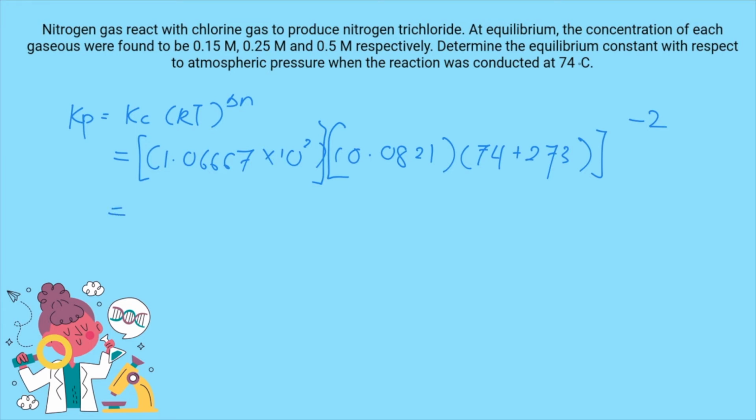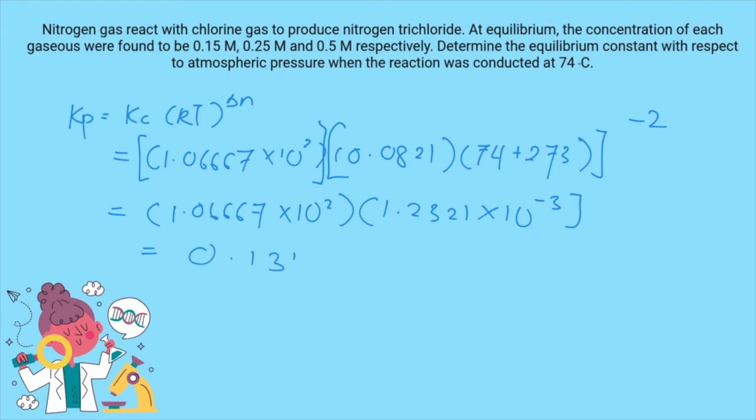So you should get 1.06667 times 10 to the power of 2 times 1.2321 times 10 to the power of negative 3. So therefore you should get your answer equivalent to 0.13143. Alright, this is the final answer for your Kp.